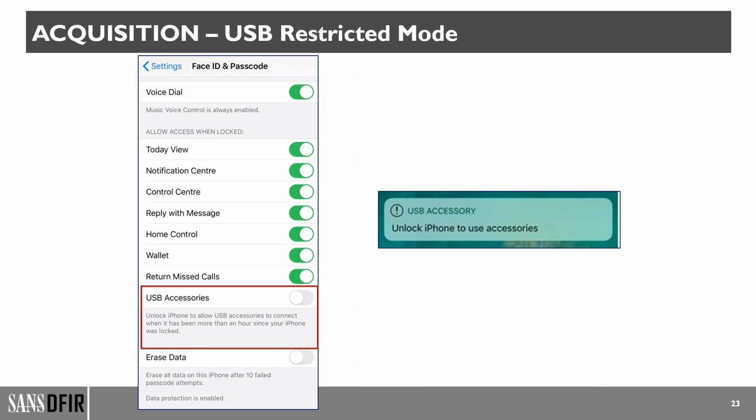At this point, you should also check if USB restricted mode is in place. What is USB restricted mode is basically a feature that was introduced by Apple to protect the data transfer via the USB connection, so that if the phone, as you can see here, unlock iPhone to allow USB accessories to connect when it has been more than an hour since your iPhone was locked. So basically, if your phone is locked for more than 1 hour, you can only charge it.